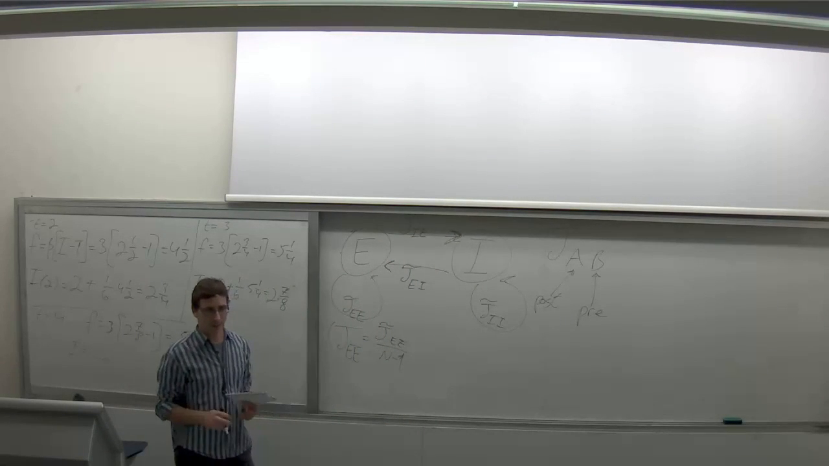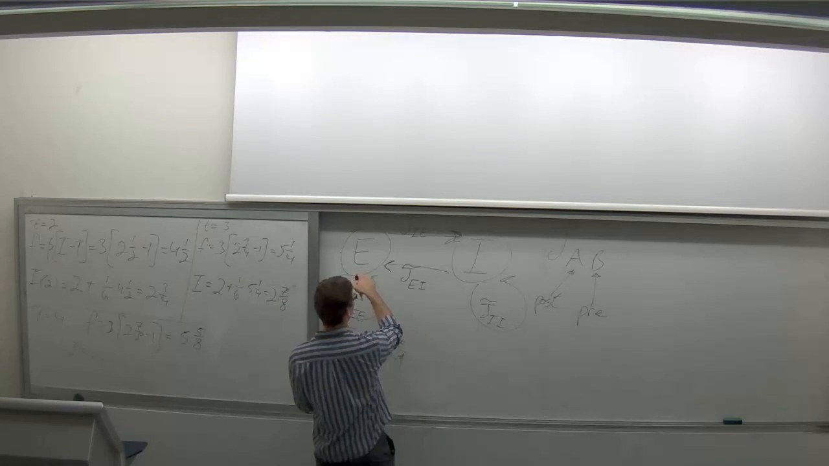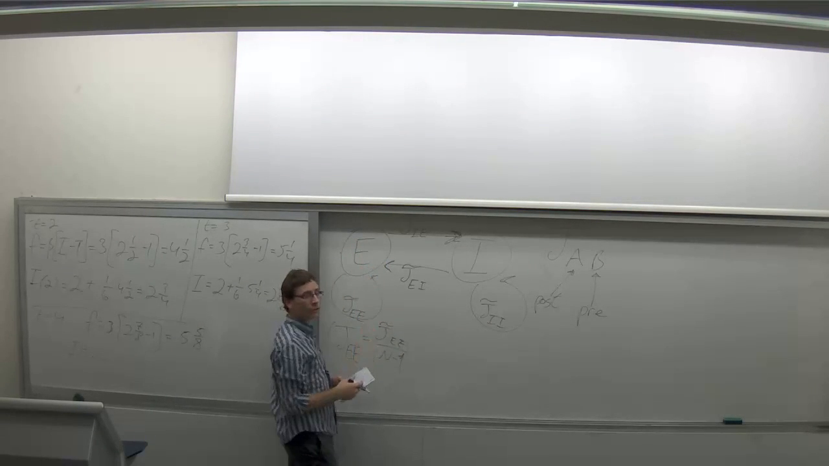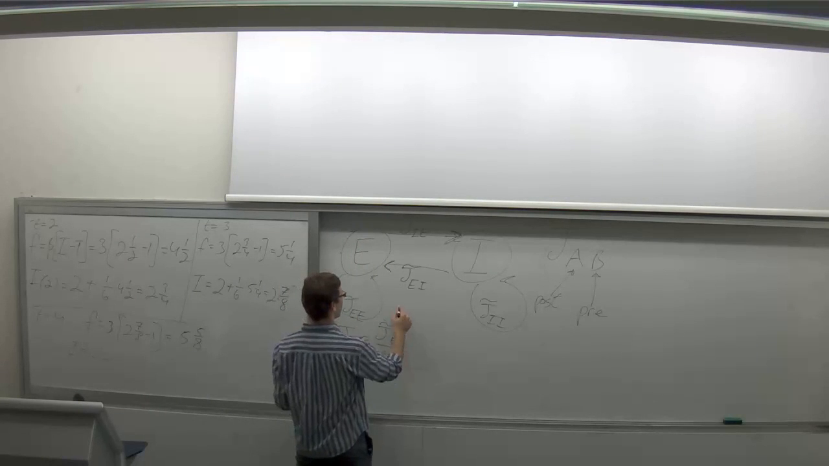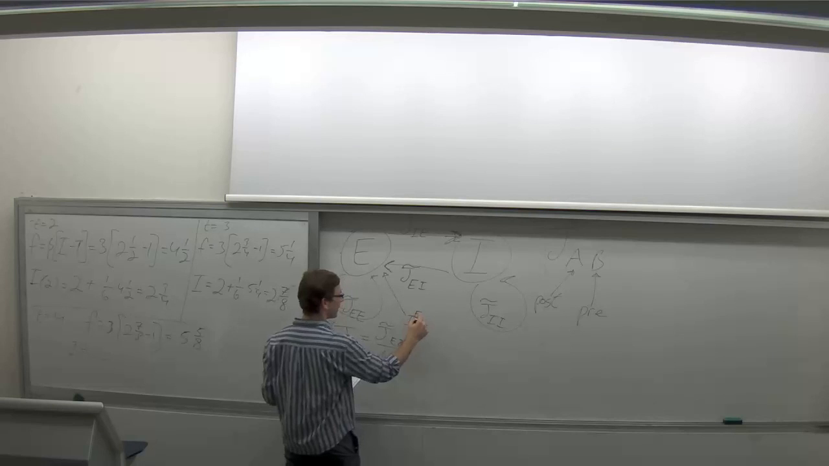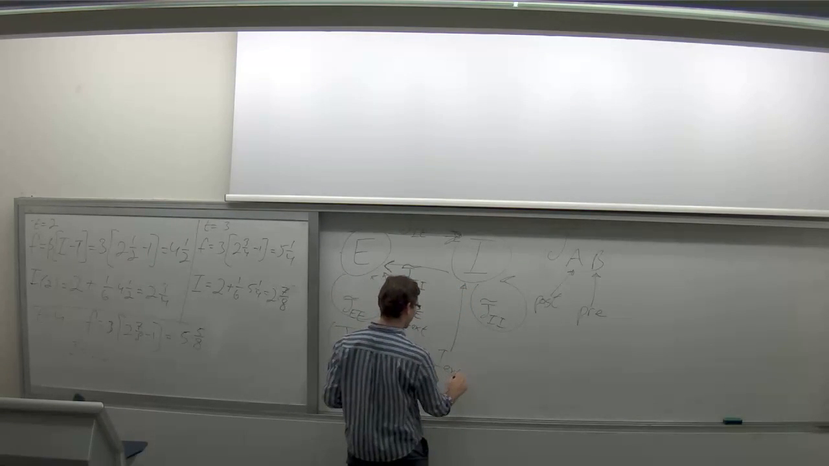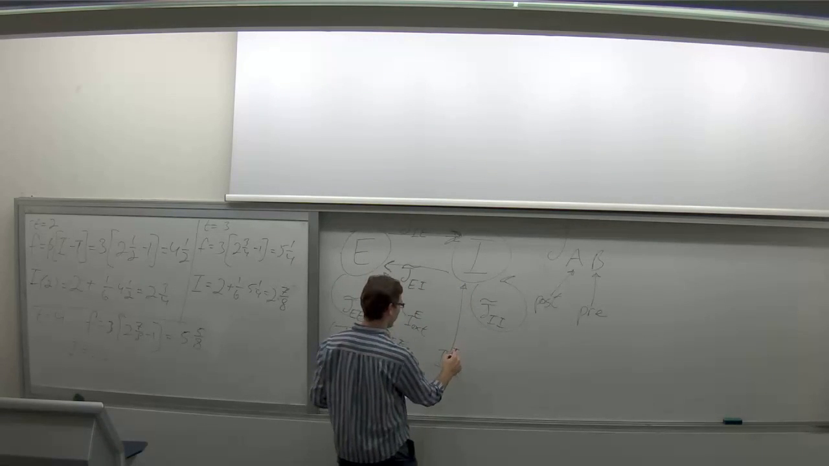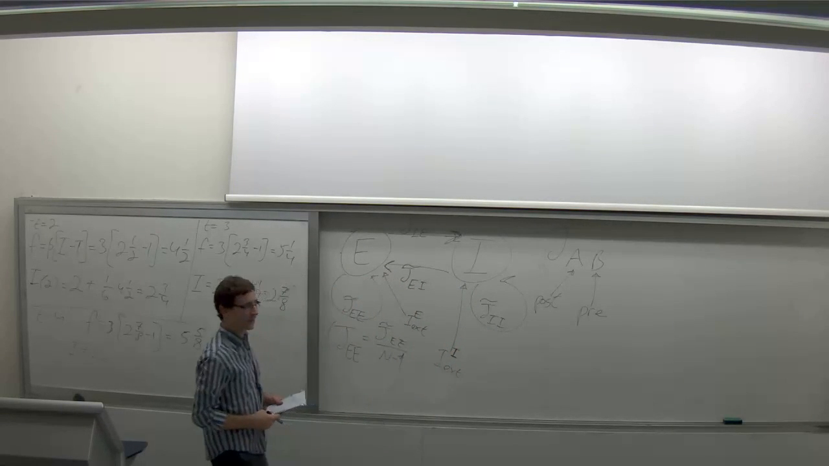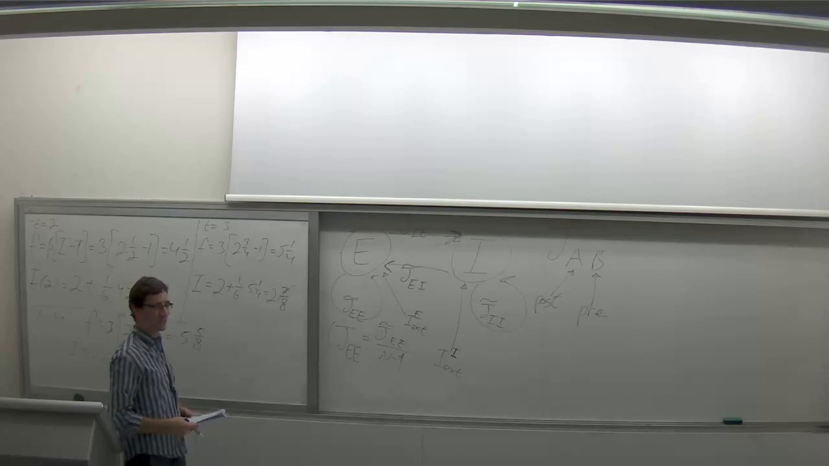We have external input, again constant for each population. So we have I external E, and maybe a different I external I. So remember to differentiate between the I which is the current, and the I which is the inhibitory population.